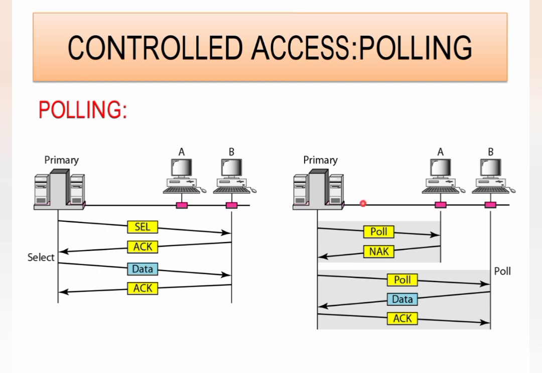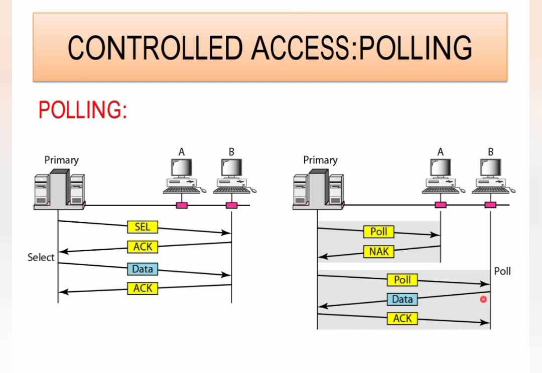So first the primary station asks the secondary station A whether it is ready to receive the data or not. Station A responds that it is not interested in receiving the data, so it sends a negative acknowledgement to the primary station. Now let us see what happens next. The primary station will ask the next station, that is B, whether it is ready to receive the data or not.